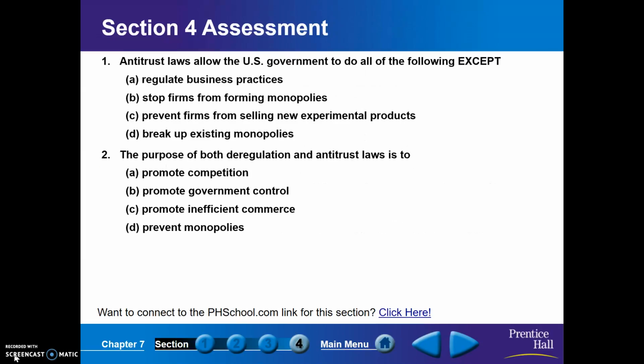And then lastly, it says number 1, antitrust laws allow the U.S. government to do all the following except prevent firms from selling new experimental products. Although it may prevent a monopoly, it doesn't essentially prevent entrepreneurs from selling new products that they innovate. And then the purpose of both deregulation and antitrust laws is to promote competition.